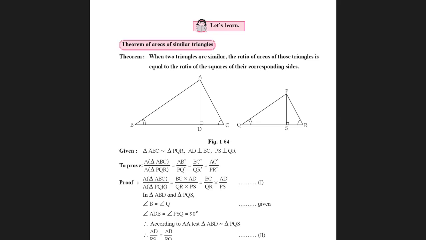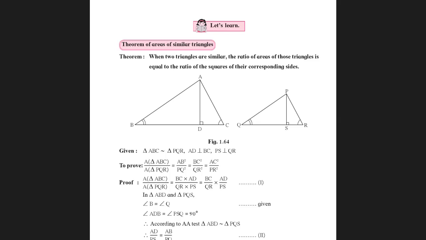Now, this ratio of the areas of the triangles is equal to the ratio of the squares of the corresponding sides. So, we have to prove area of triangle ABC upon area of triangle PQR is equal to AB square by PQ square, equal to BC square upon QR square, equal to AC square upon PR square. This is what we have to prove. Children, I hope it is clear. The theorem is clear to you.